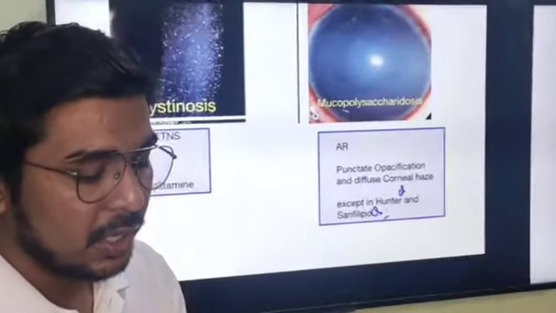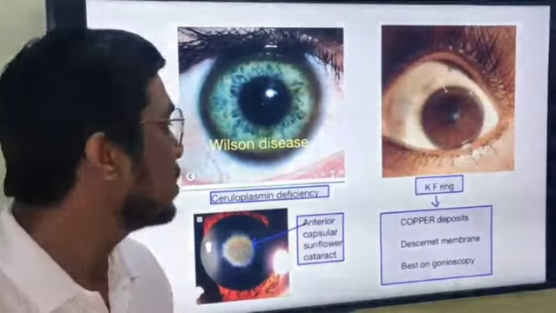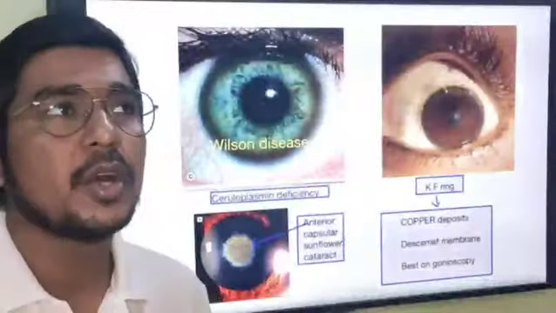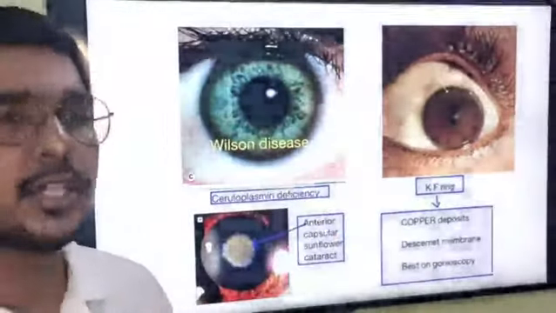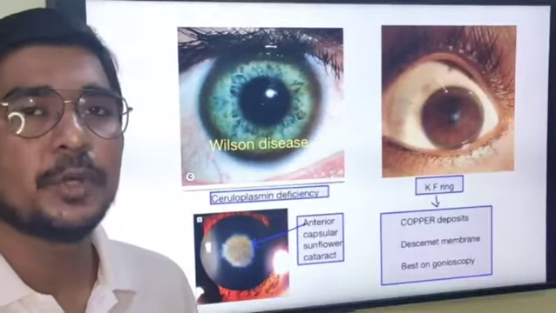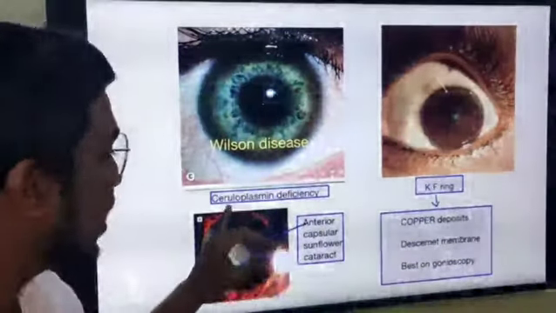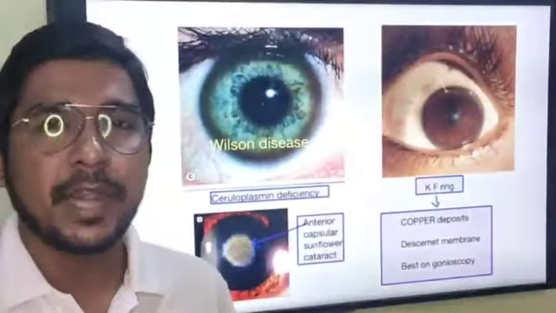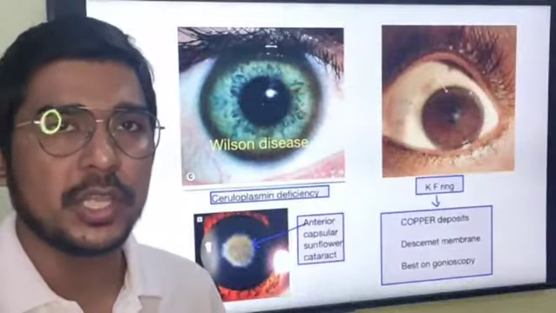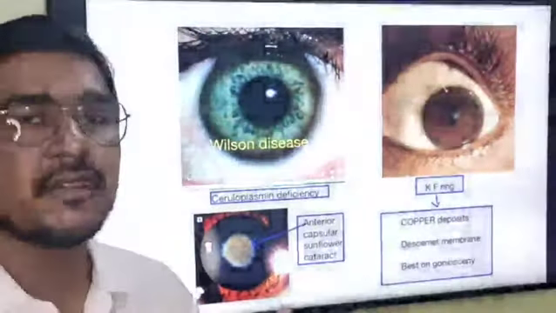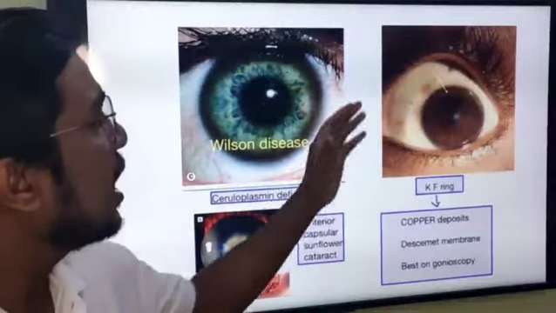Moving to the third important metabolic keratopathy cause, that is Wilson disease. I know this is very important because questions have been repeatedly asked about Wilson disease. You know that it's a copper deposition, meaning there is a deficiency of the enzyme ceruloplasmin. This ceruloplasmin is a copper-carrying blood protein, right? Because of the deficiency of ceruloplasmin, there is a copper overload in the body, and this copper gets deposited in different parts of the body, damaging those organs, like the kidney and similarly the eye also.